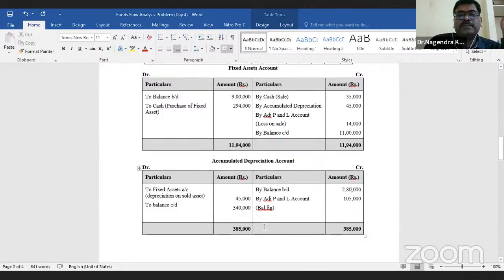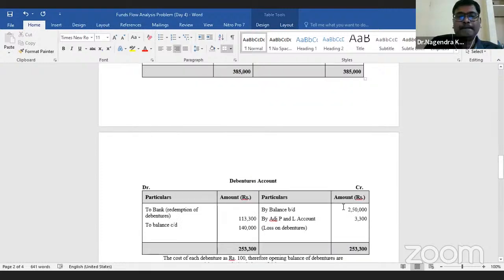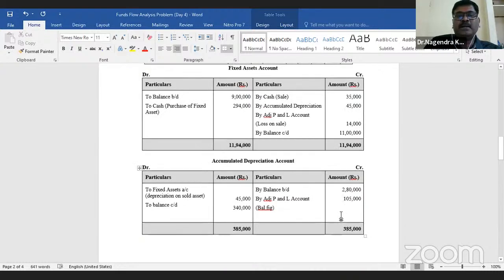2,80,000 is the opening balance, 3,40,000 is the closing balance, and accumulated depreciation during the year on this machinery is 45,000. So after taking the difference between the opening balance and the closing balance, and the depreciation charged on this particular machinery, the balancing figure will be 1,05,000. 1,05,000 is the amount that we are transferring to the profit and loss. This amount we have to adjust against the funds from operations. This is the adjustment entry about fixed assets and accumulated depreciation account.